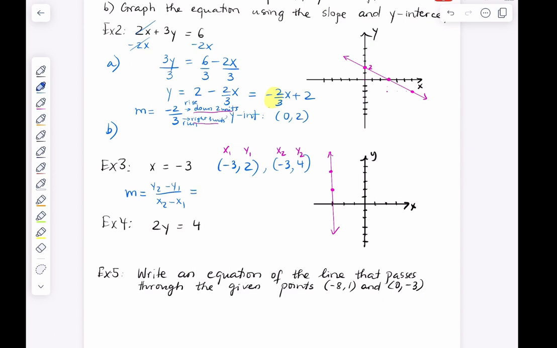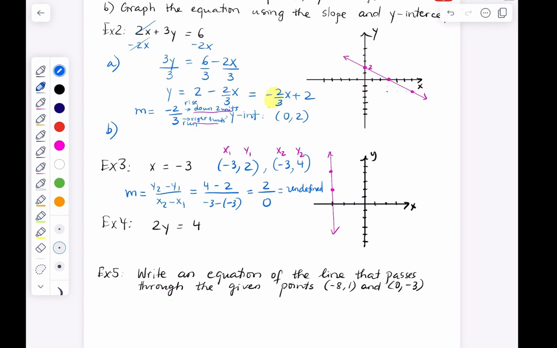So plugging in the values, y2 is 4, minus y1 is 2, and then over x2 is -3 minus x1, so minus a -3. So the numerator should be 2, and the denominator will become -3 plus 3, which gives you 0. As you can see, we end up with 0 in the denominator. Therefore, this fraction is undefined, and therefore the slope is undefined. So the slope of a vertical line is always undefined.